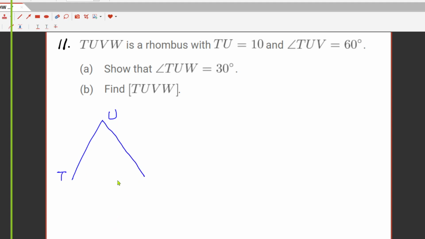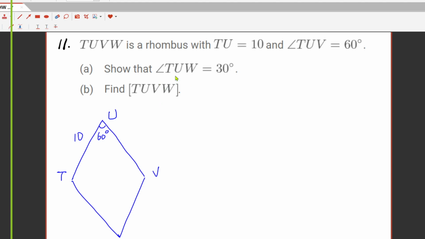Okay, TUV is 60 degrees. So V must be here. And W is here. TUVW is a rhombus with TU is 10, TUV is 60 degrees. Okay, that's all the information we have.